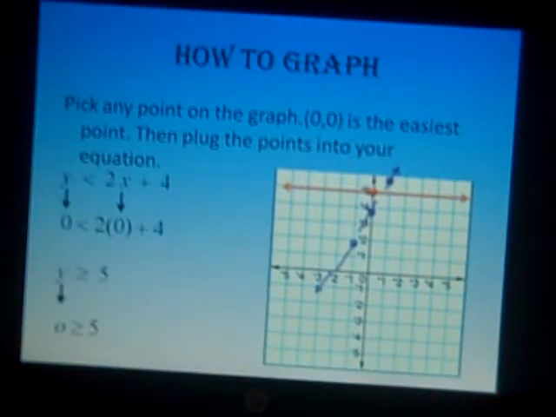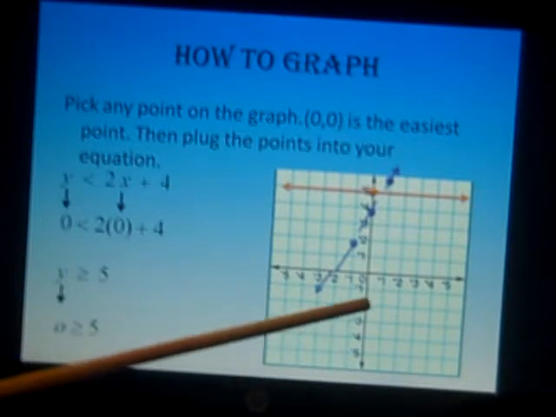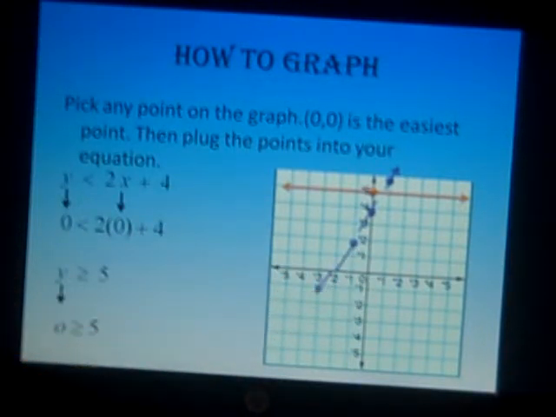How to graph. Pick any point on the graph. So for this equation, we chose 0, 0 because it's the easiest point. Then you plug your points into your equation like this. Wherever there's a variable, you plug it in.